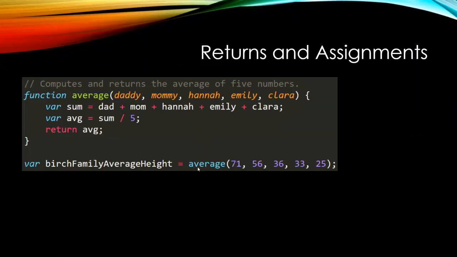Check this out. I call this average function right here. No keyword function. We just have the function name average, and then parentheses with the same number of parameters as we have listed in the function header. It looks like these are heights of these 5 family members. It'll go in, get the average, and return that average. Let's say the average is like 50. Then 50 will get returned and assigned to Birch family average height. Questions on this one?